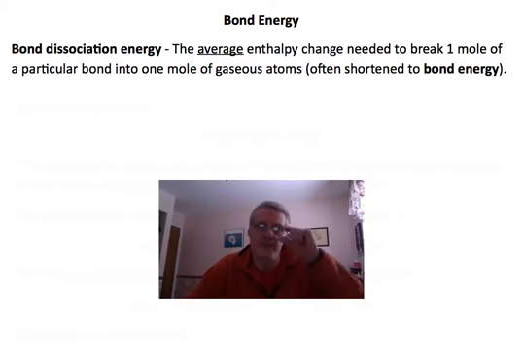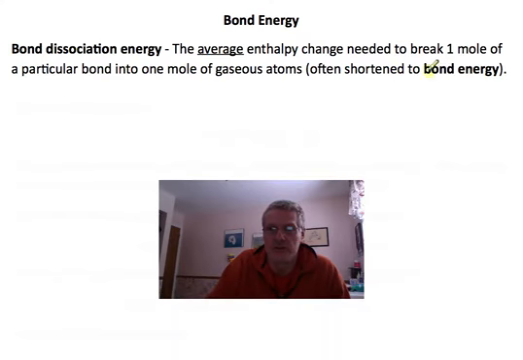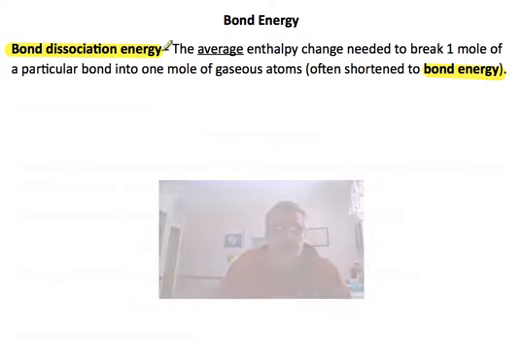So this is the last video dealing with Hess's law, and in this video we're going to look at this concept of bond dissociation energy, which, as you can see here, is defined as the average enthalpy change needed to break 1 mole of a particular bond into 1 mole of gaseous atoms. And you will very often see this shortened to bond energy. So bond dissociation energy, bond energy, same thing.